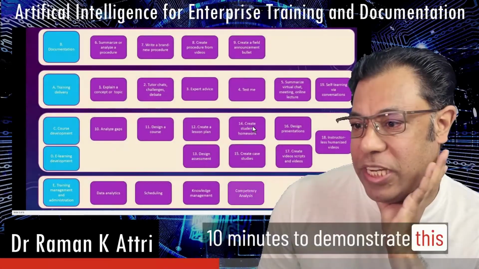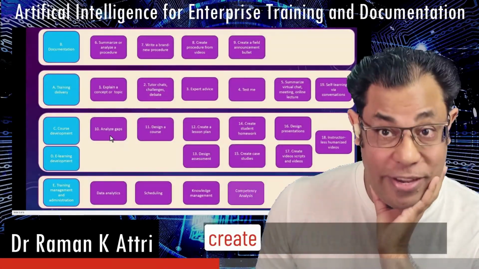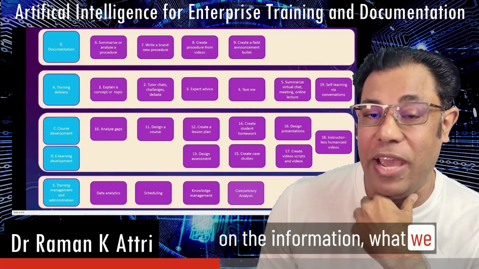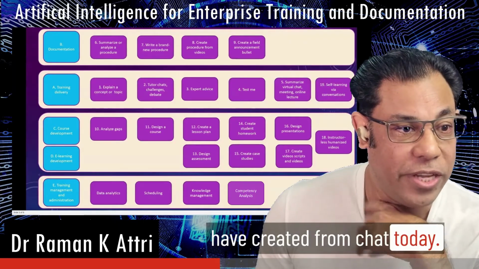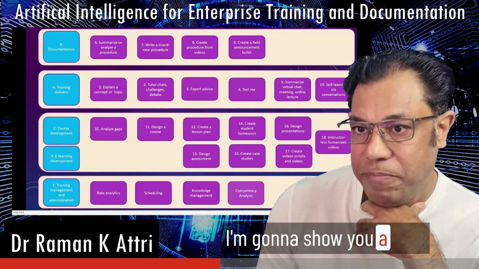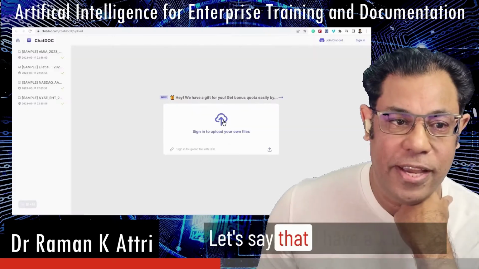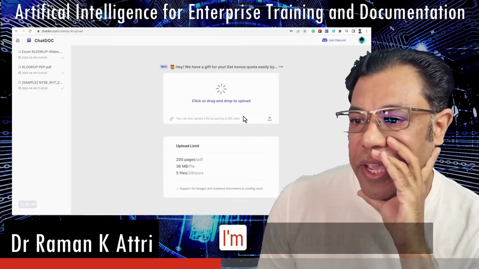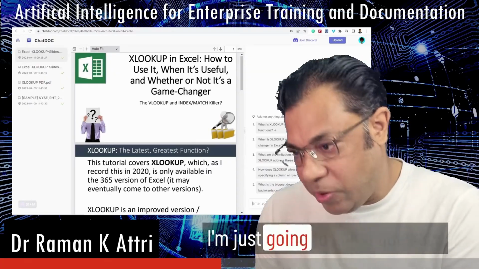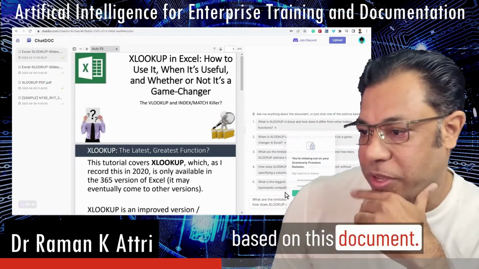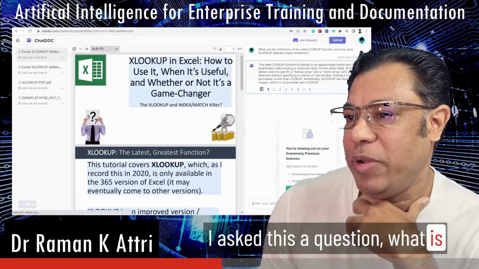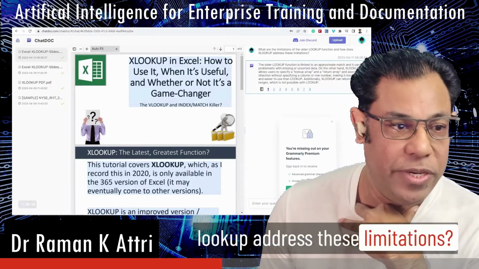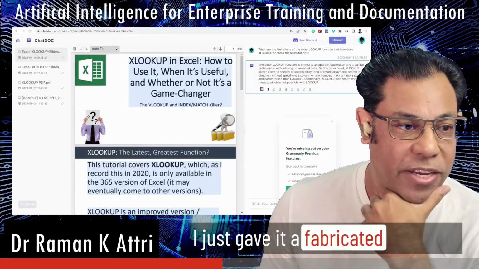I'm going to take a few minutes to demonstrate this entire chain, how we can create the entire course based on the information we have created from ChatGPT today. I'm going to show you a tool. Let's say I have an XLOOKUP presentation slide on my computer. I'm going to give it the slides and ask a question based on this document. I asked it, what are the limitations of the older lookup function and how does XLOOKUP address these limitations? So I just gave it a fabricated question.